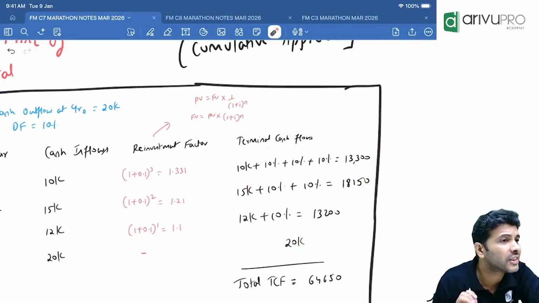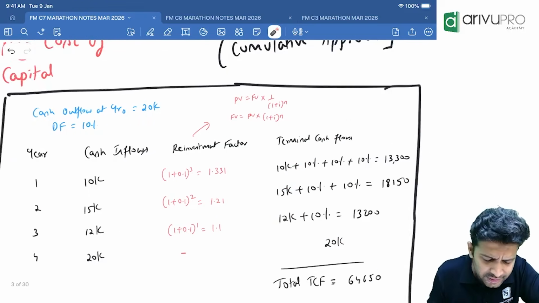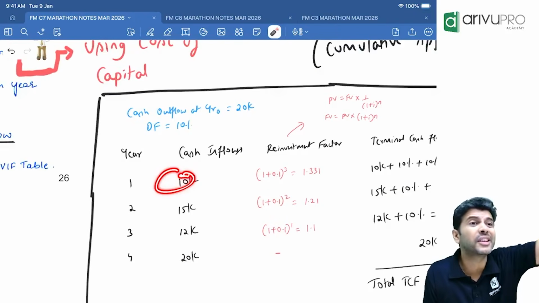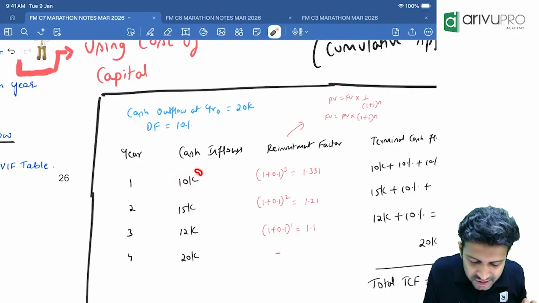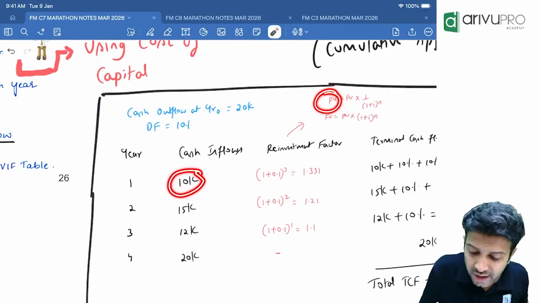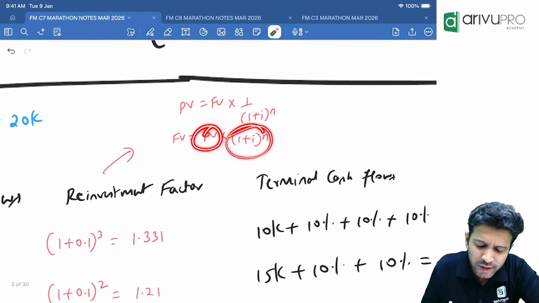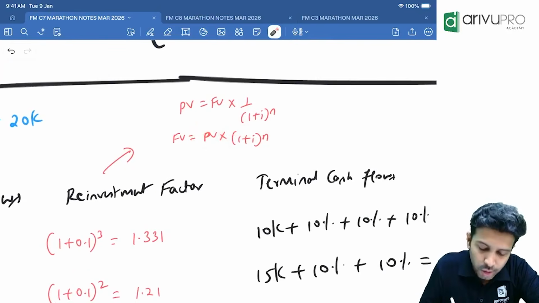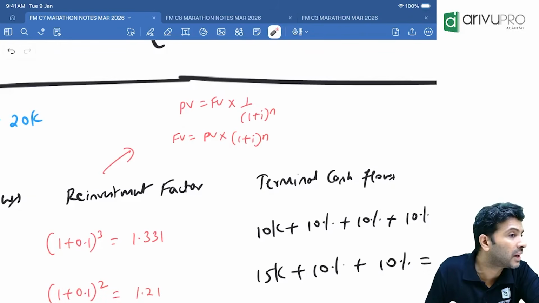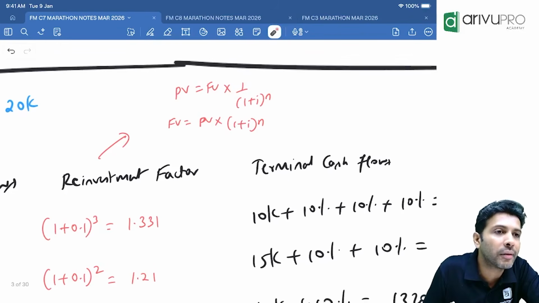Like this you can directly get it, or you can use the mathematical formula. Remember, currently the value is 10,000. Do we need that current value or the value after 3 years? After 3 years. This becomes present value. We need value after 3 years, which means future value. How do we get future value? Present value into (1 plus i) whole power n. To get present value, we take future value and multiply by the discount factor. How do you get discount factor? 1 divided by (1 plus i) whole power n.